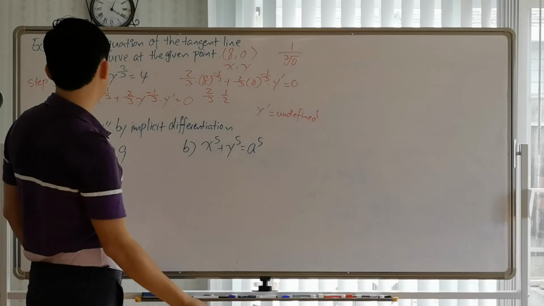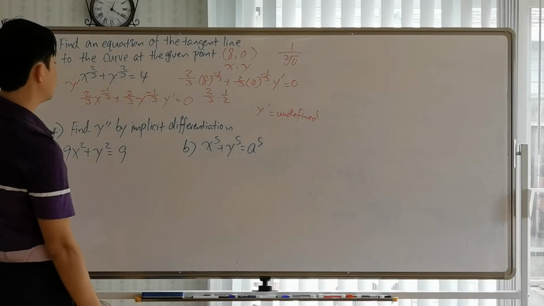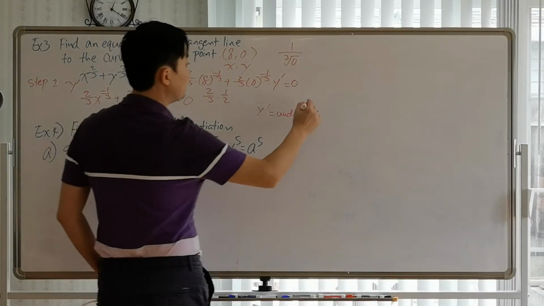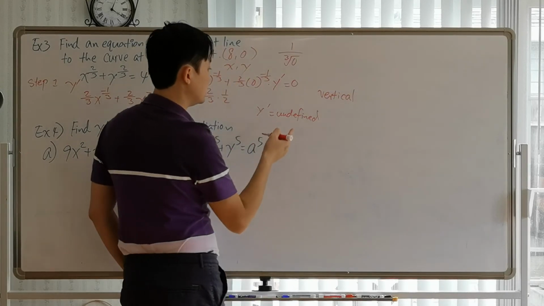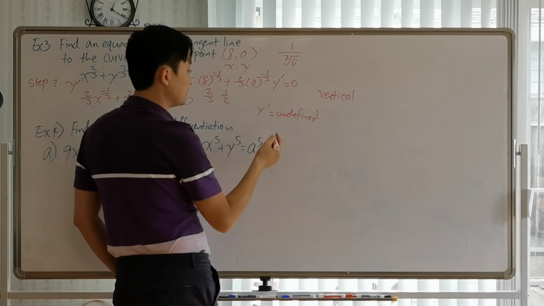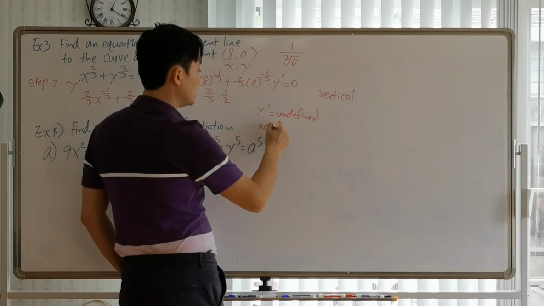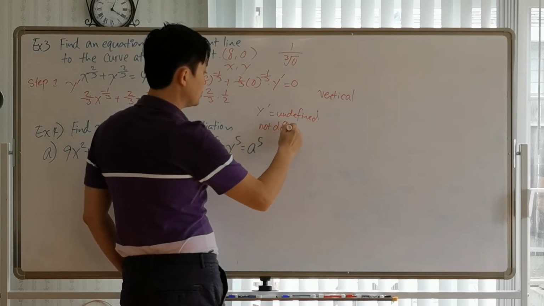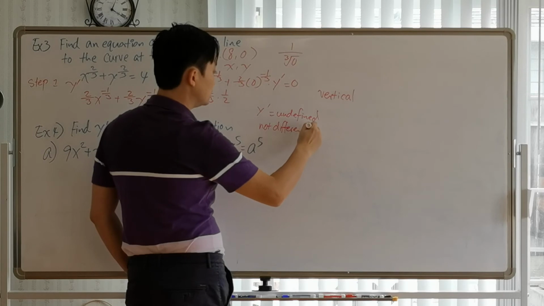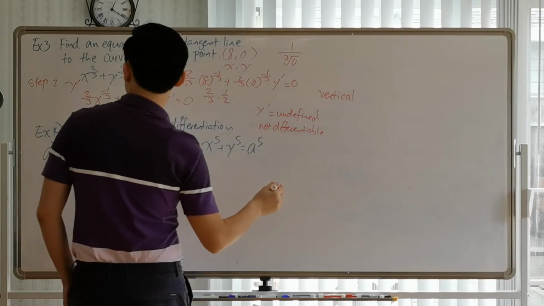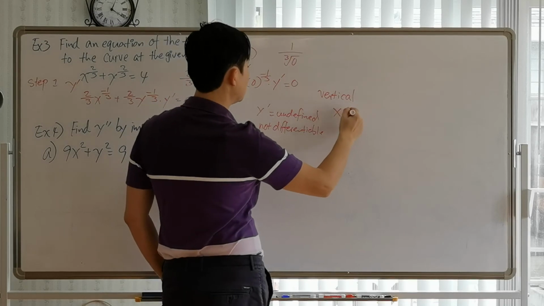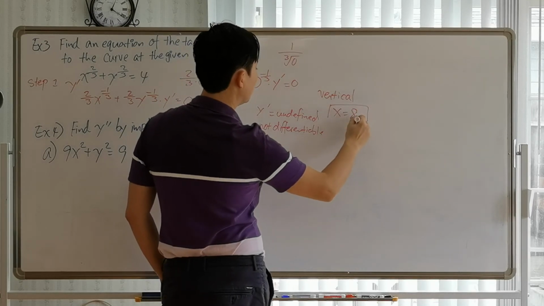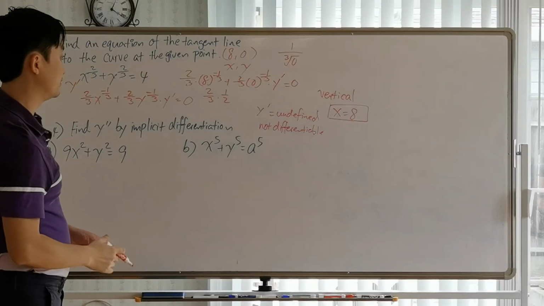Again, if this one is being undefined, guess what that is? It's a vertical tangent. If that's a vertical tangent, that means the derivative does not exist. It's not differentiable. So this one means not differentiable. So at this point here, it's going to be a vertical tangent, so that means x equals 8. And that would be the equation of the tangent line.